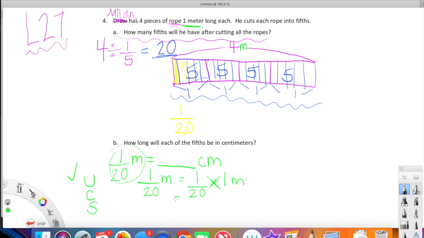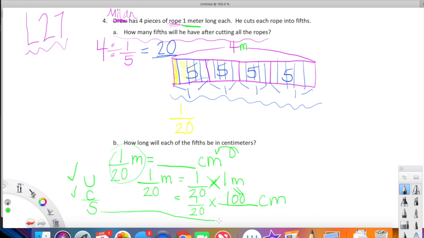Now we're going to convert. I'm going to drop down my 1/20th, and then multiply it in our conversion step by some amount of what? We're converting to centimeters, some amount of centimeters that are equal to 1 meter. Well, I know 1 meter is equal to 100 centimeters. These two, 1 meter and 100 centimeters, have to be equal to one another. Beautiful. Now we have our conversion step done. All we have left to do is solve.